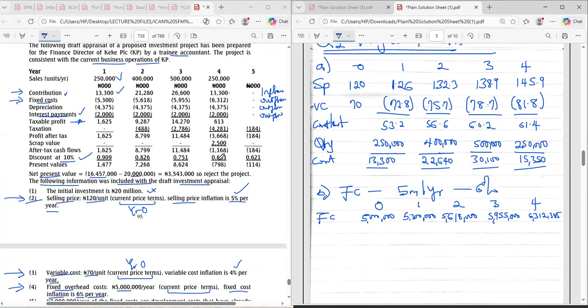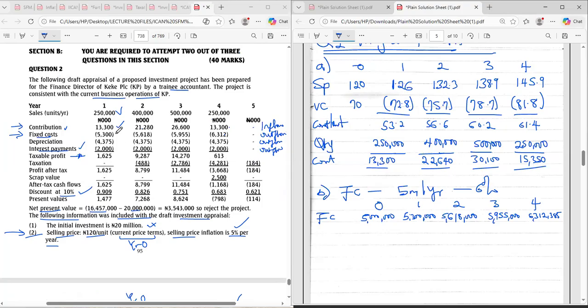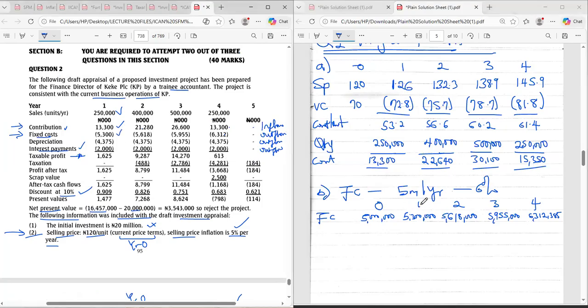Let's check what the guy did first. 5.3 correct, right? From year one. 5,618 correct? 5,955 correct? 6,312 correct? Yes, no? They rounded it up. You understand? They forgot that it's in thousands now. So 6,312 is correct. Let's clap for this guy. He tried for the fees cost. He got the figure.